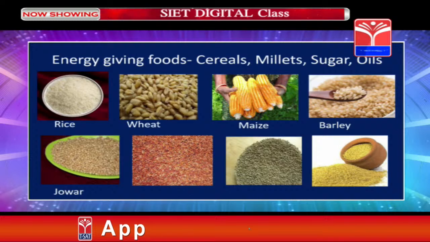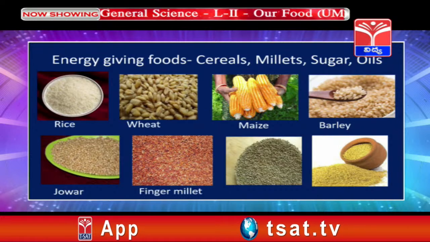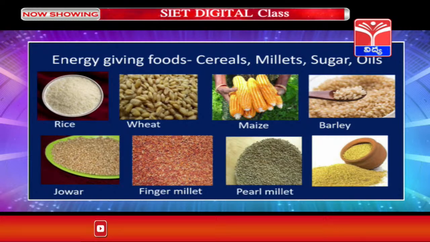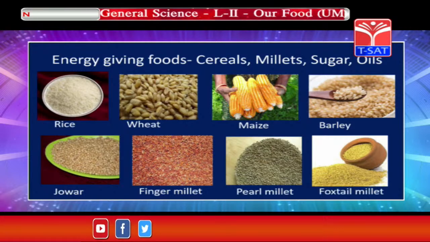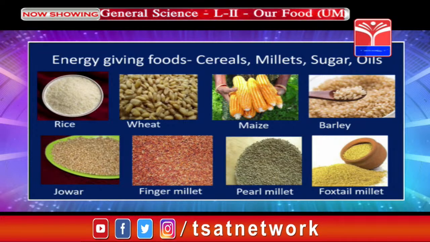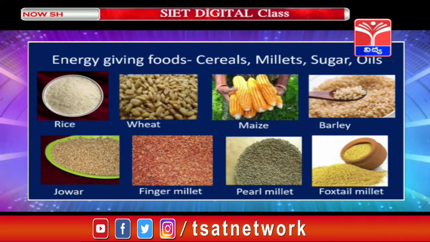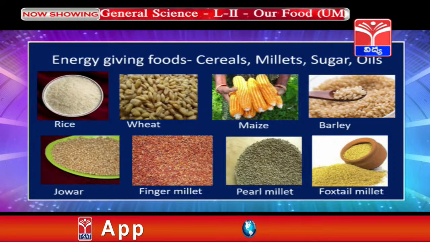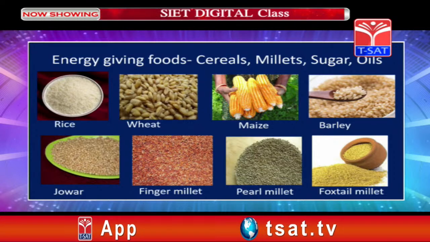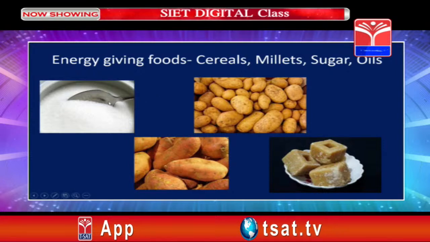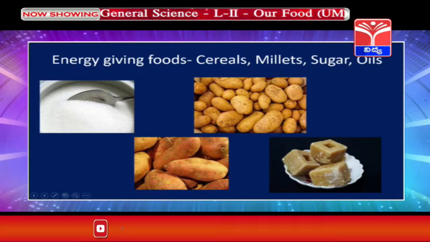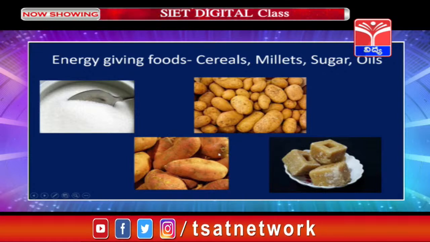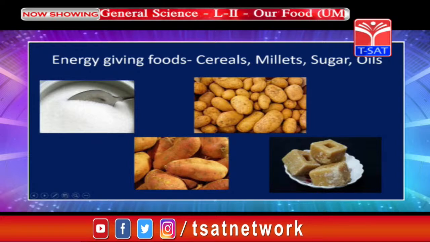Again, take a look at the picture. This is jowar, finger millet that we call commonly as ragi, pearl millet commonly we call sajjalu, foxtail millet commonly we call as korralu. These are called as millets. These cereals and millets have components, carbohydrates. Now, take a look here, sugar, jaggery, some vegetables like potato, sweet potato also contain carbohydrates.